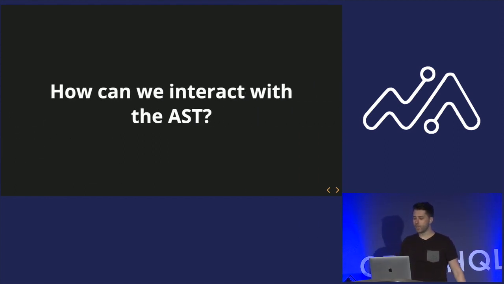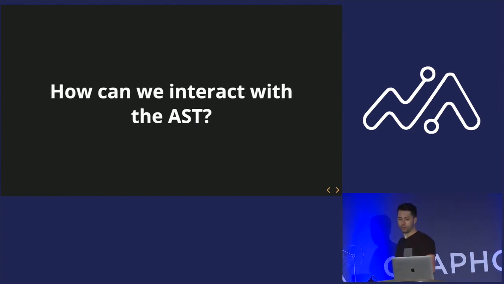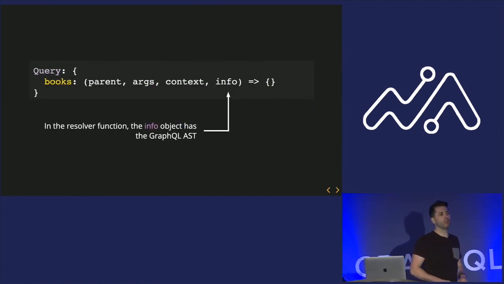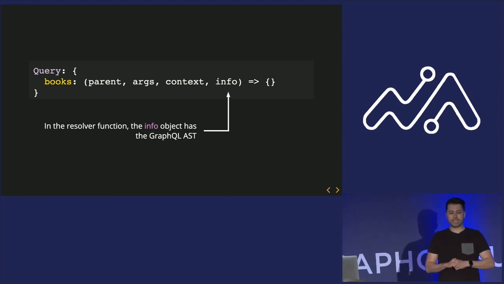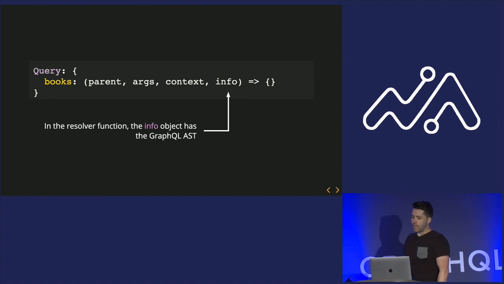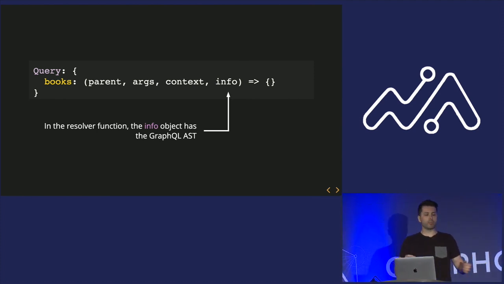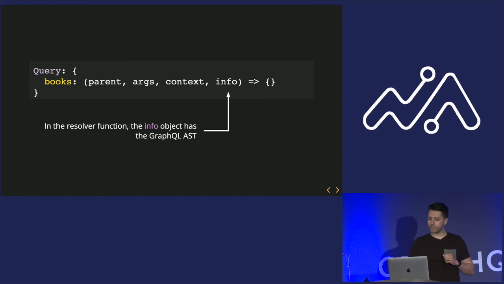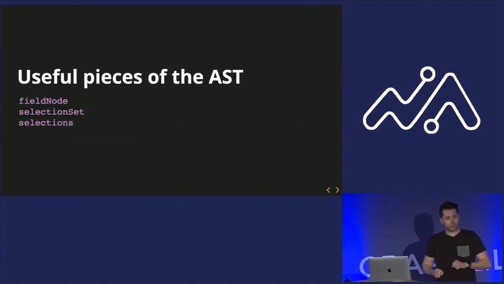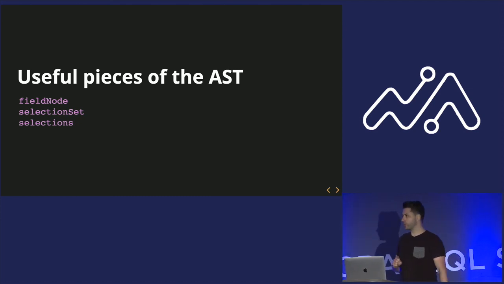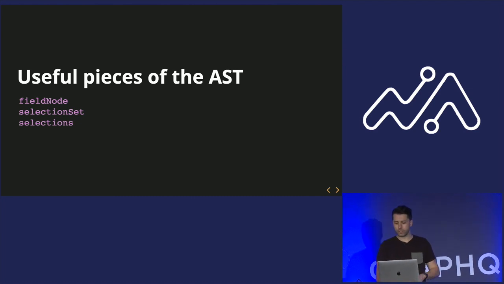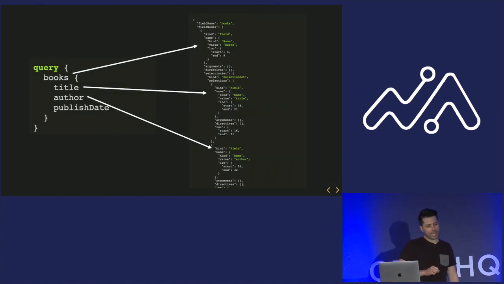So the question is this then, how can we interact with it? And if you were in the last talk, you saw that Will told us we've got this fourth argument here in our resolvers. So we've got this info argument, which is where we would find the GraphQL AST. And so many very useful pieces of information on it. Will touched on some. The ones that we'll sort of look at for our purposes today would be these guys: field node, selection set, and selections. So this would be stuff that might be, at a first pass, relevant to you as a developer if you want to interact with the AST.